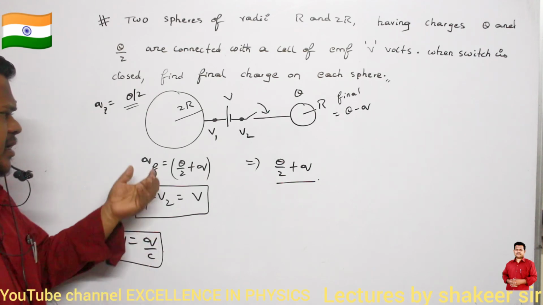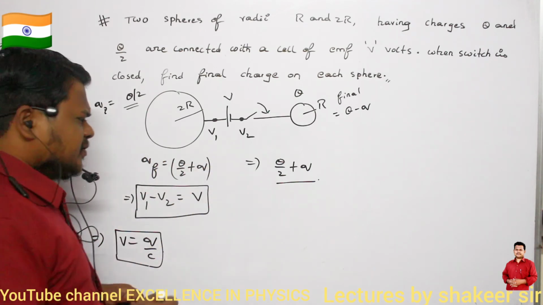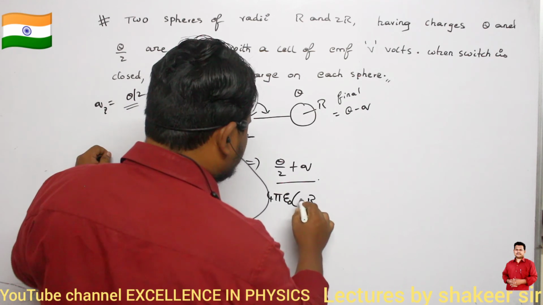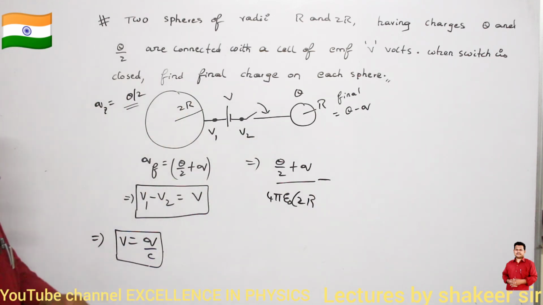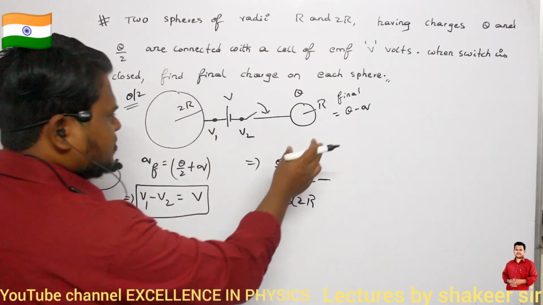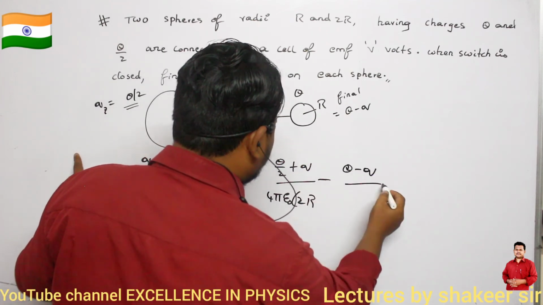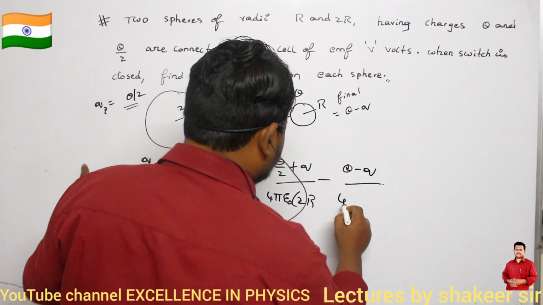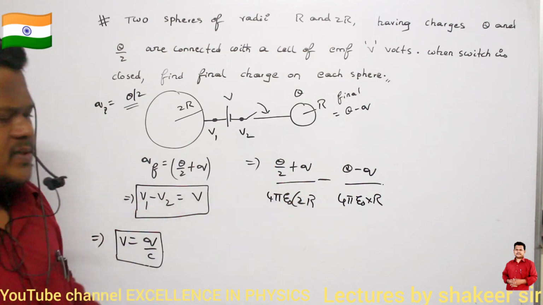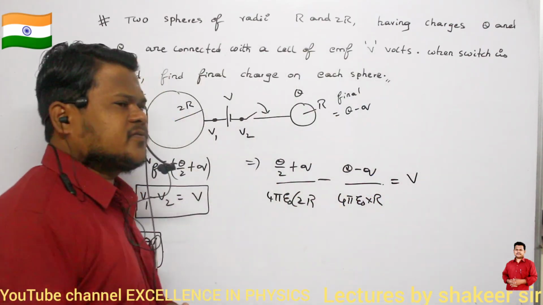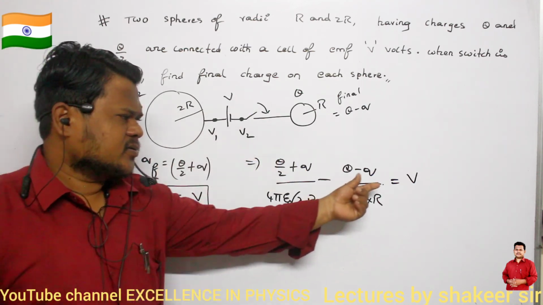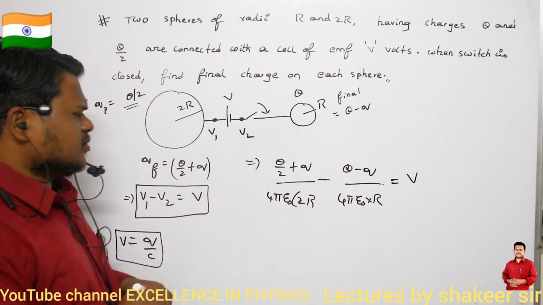Now what is the equation for capacitance of a charged conductor? Already we have studied, it is equal to 4 pi epsilon naught times r. The radius of this one is 2r. Now what is the potential due to the smaller sphere? It is again Q by C. The charge present on the smaller sphere is Q minus q, divided by the capacitance, which is 4 pi epsilon naught times r. So we are subtracting the potentials of both spheres. Then what will the potential difference be? It is V, because we have connected this to a battery. If you subtract the potentials of the two sides, you should get the potential difference V.